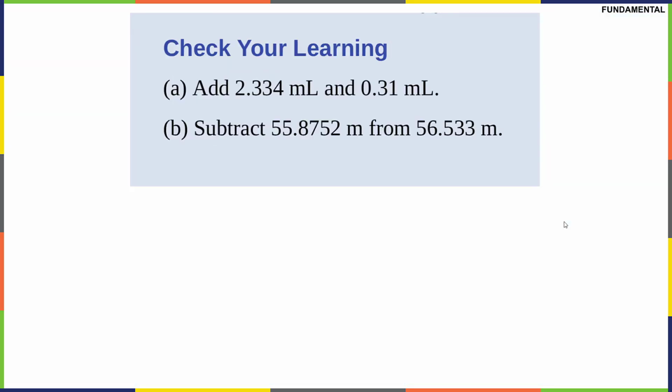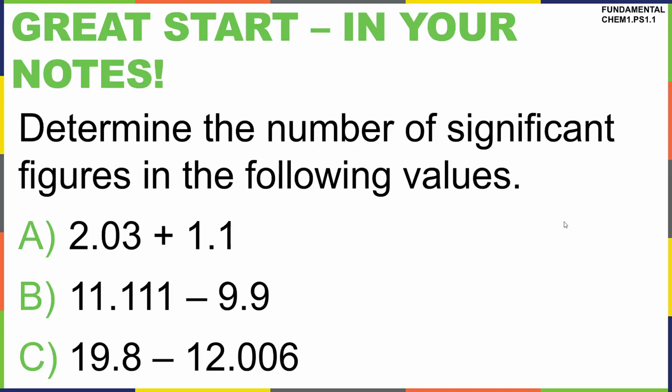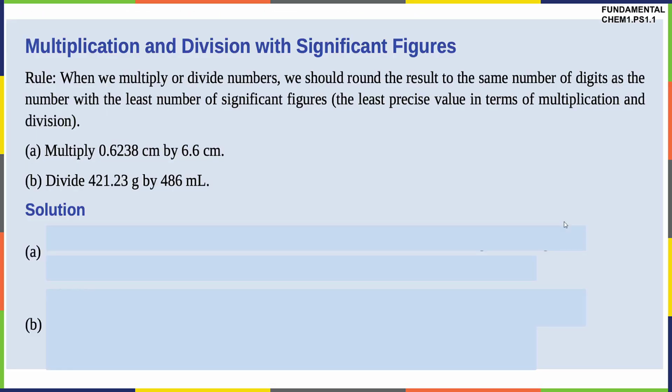Now, let's move over to multiplication and division. So this rule is a little bit different. When you multiply and divide, you don't have to worry about the numbers to the left or to the right of the decimal. That doesn't matter. This is a little bit easier to me. It's why we're covering it last. When we multiply or divide, you round the result to the same number of digits as the number with the overall fewer ones. That's a whole lot easier, right?